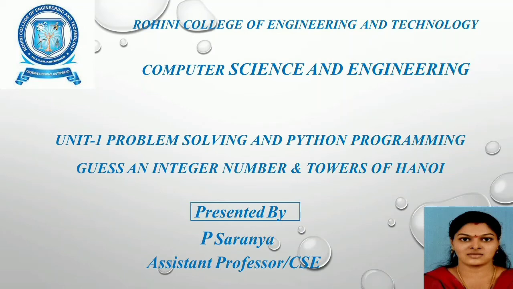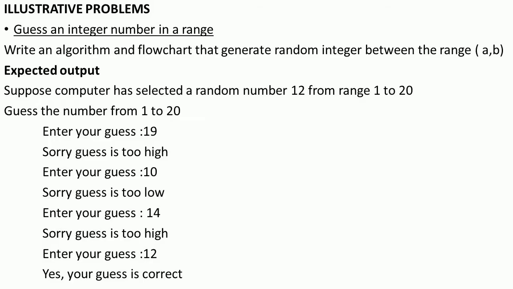I welcome you all. This video is about an illustrative problem: guess an integer number in a range. In this, we will ask a computer to generate a random number between the range A and B. Suppose A is the starting number and B is the ending number. So, we will ask the computer to generate a random number between the range A and B, and then we will ask the user to guess a number.